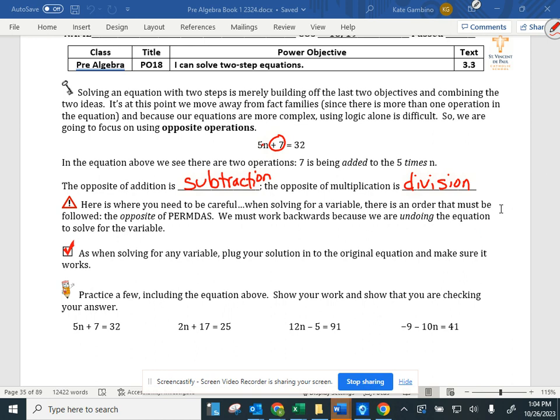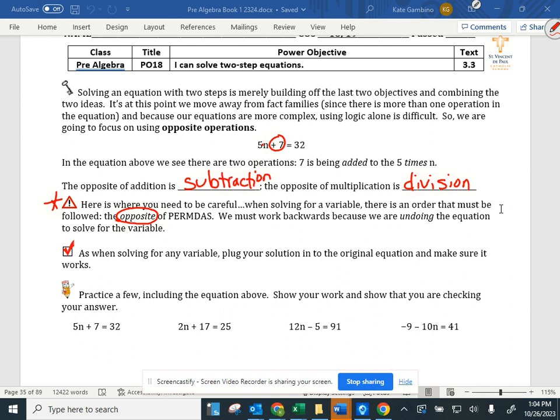This is important. We're not doing PEMDAS right now. This is not an order of operations type thing that we're doing, because we're not solving an equation, we're finding the value of the variable. So really pay attention to how we do it. Here is where you need to be careful when solving for a variable. There is an order that must be followed, and it is the opposite of PEMDAS.